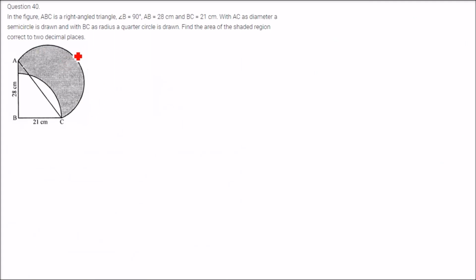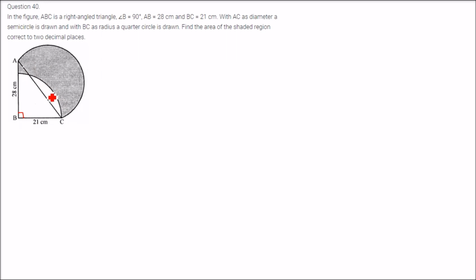In a figure, ABC is a right angle triangle. Here, ABC is a right angle triangle. Angle B, this one, is 90 degree. BC, this BC is 21 centimeter. Now with AC as the diameter, a semicircle is being drawn with BC as the radius.